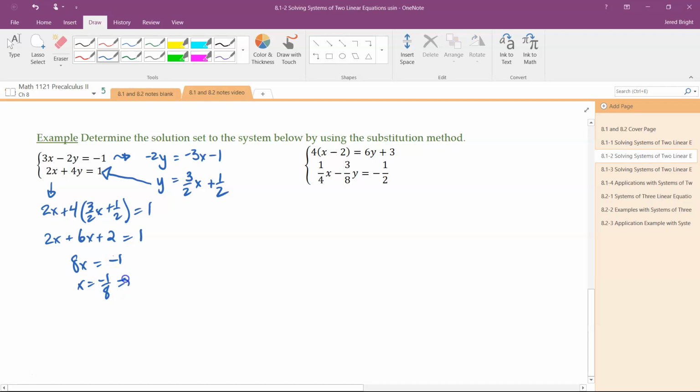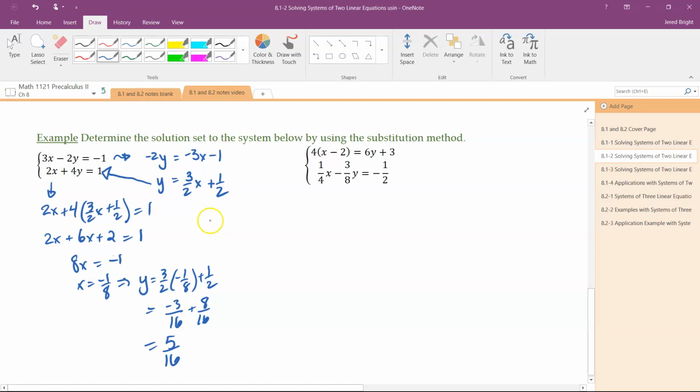Okay, then I'm going to take that and substitute that in. y is equal to 3/2 minus 1/8 plus 1/2. Okay, let's see, doing arithmetic here, minus 3/16, and then 1/2 is the same as plus 8/16. So then the final answer here is 5/16 for y.